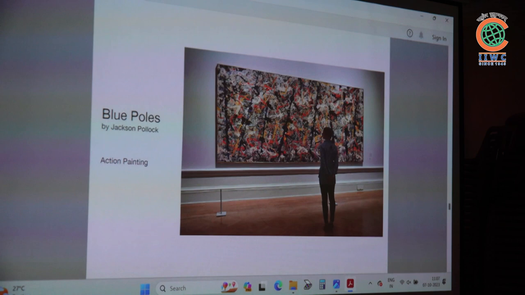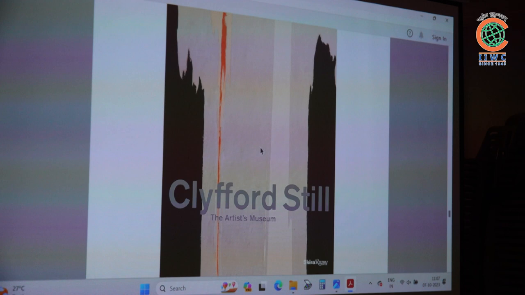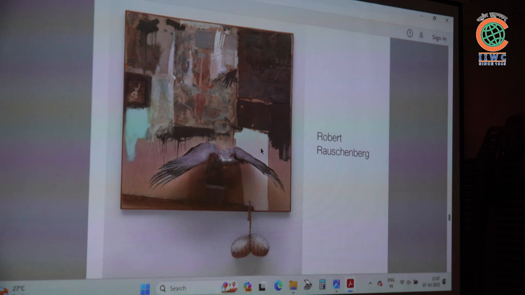Here you can see a Willem de Kooning abstraction. This is abstract. The abstract is a visual experience. And also if you see it in terms of spirituality, this is the spirituality, you know. The artist continues that as a spiritual journey into the unknown. Clifford Still, he is another American artist. And then this is Robert Rauschenberg.